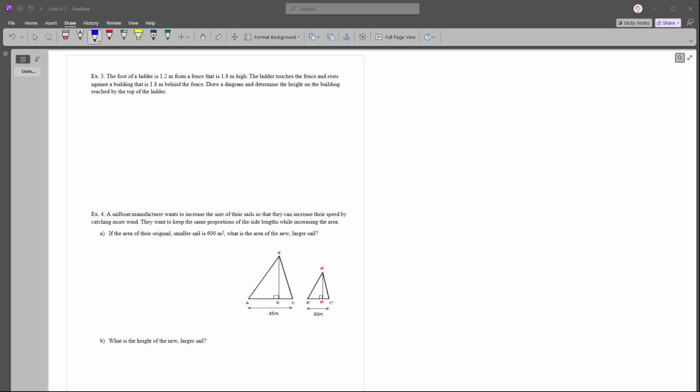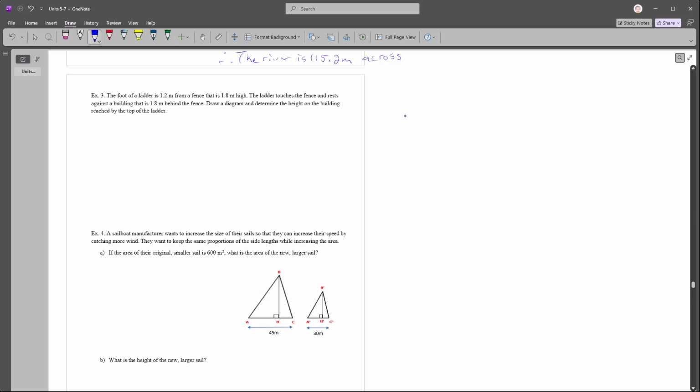So, just so I have lots of space, I'm going to do it over here on the side. So it says that we have a ladder. The foot of the ladder is 1.2 meters from a fence that is 1.8 meters high. So let's draw the fence first. So we have a fence that is 1.8 meters. So let's try this again. So we have a fence that is 1.8 meters. Okay. So let's label that as 1.8 meters high. Great. But the foot of the ladder is 1.2 meters from the fence. So right about here, I guess.